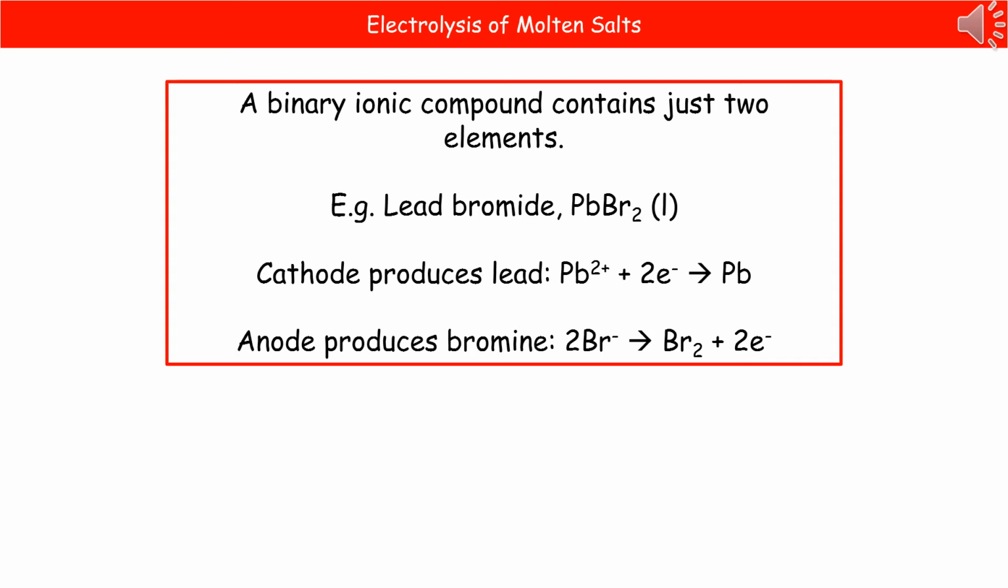So what we find here is you've got to add two electrons to the lead ions to make our lead atoms, and our bromide ions have to lose an electron each to make bromine gas, which always goes around as a diatomic molecule.